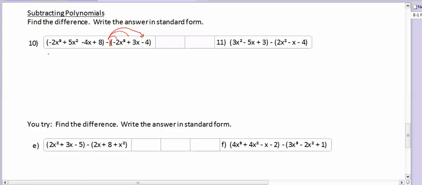So I'm going to go ahead and keep my left side. So negative 2x to the third plus 5x to the second minus 4x plus 8. And then I have negative is positive 2x to the third.